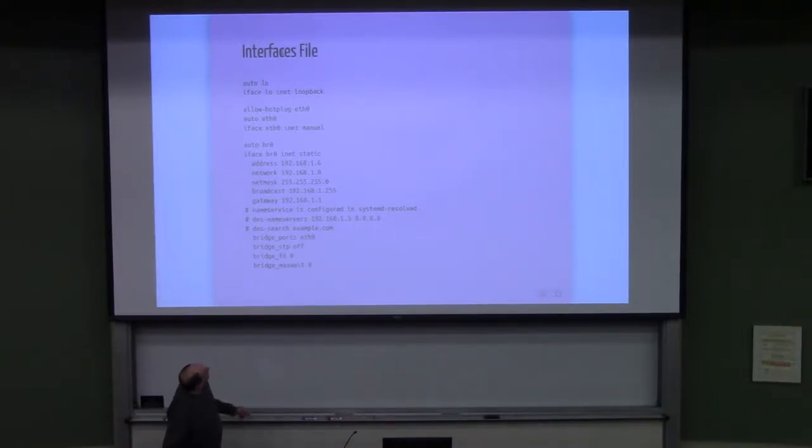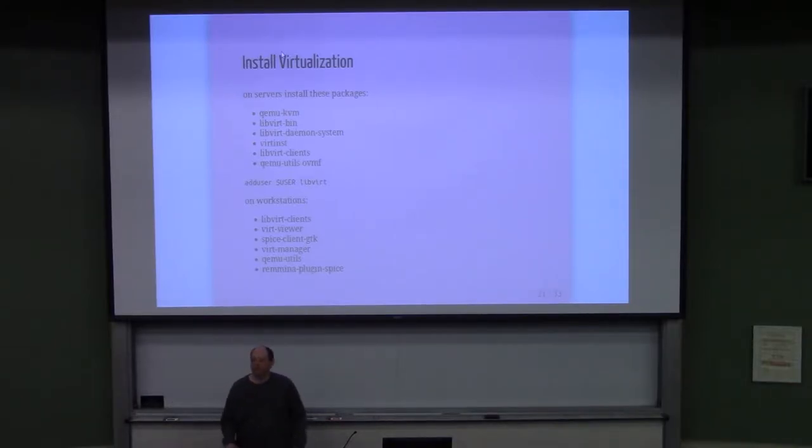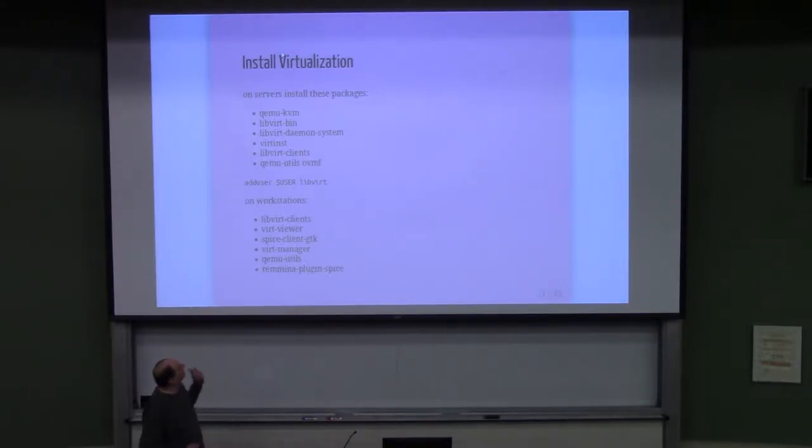So once we've done that and we've successfully brought the network back online, you're going to install virtualization. And I've got a long list of packages. I'll give you the URL, you can find the slide set to get the list of packages. And let's just go over them. So you've got your main QEMU KVM package. We're just going to bring in KVM, QEMU.